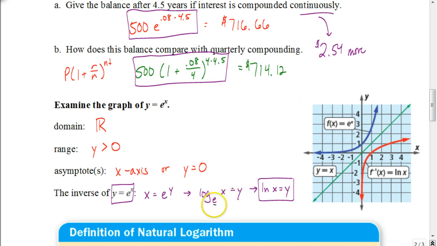Now we call this log base e. That's a special kind of logarithm that we're going to talk about in the next video. We call that a natural log. So the natural log of x equals y would be the same thing as log base e of x. So with that, we're going to end this video talking about e, and we're going to transition now into the next video, which is going to be talking about the natural logarithms.